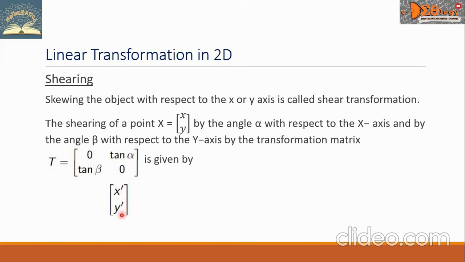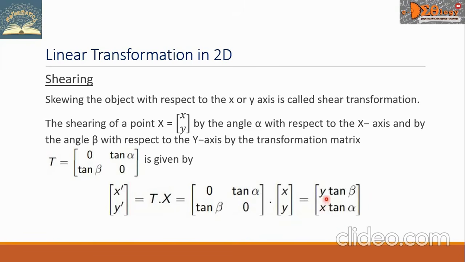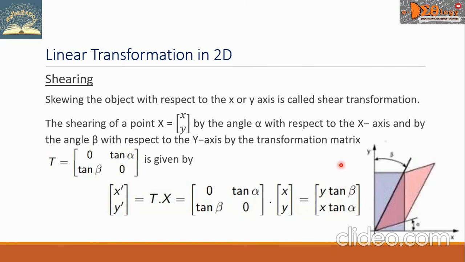X prime, y prime is equal to capital T times capital X. We substitute the corresponding values, we will have like this. Evaluating the product of the matrices, the new point will be y tangent beta, x tangent alpha, respectively. Please refer to this picture for the shearing process.